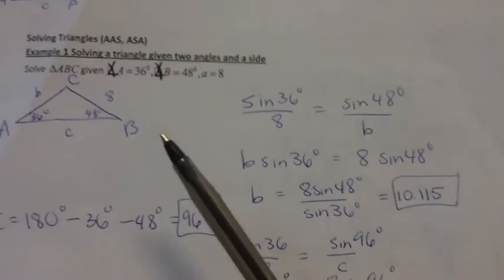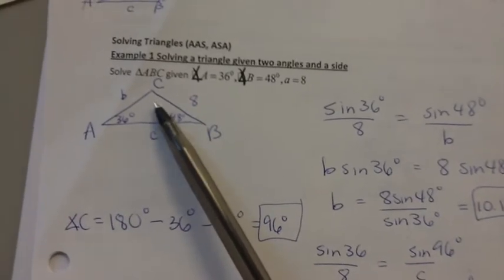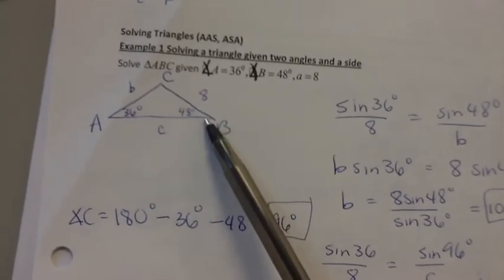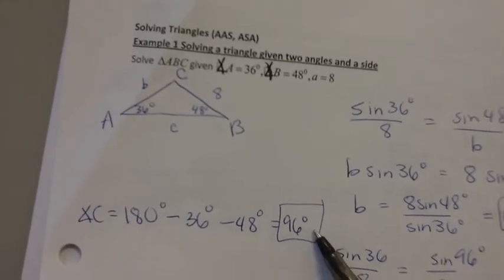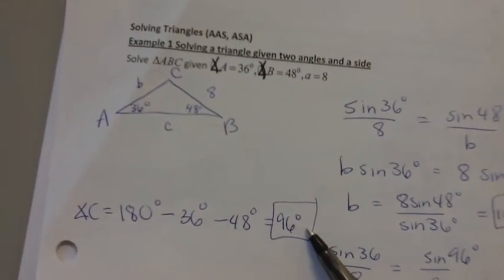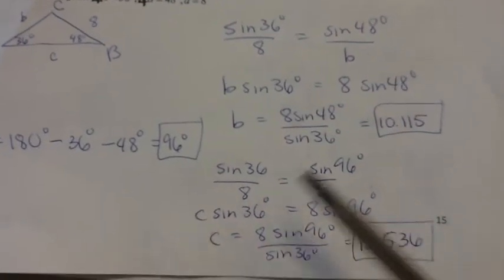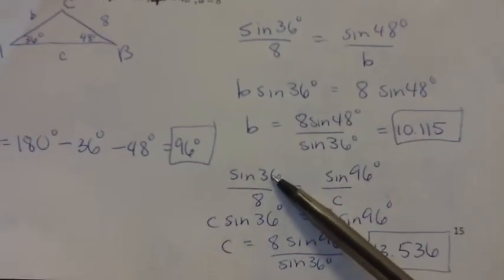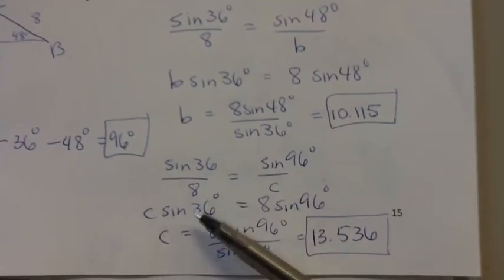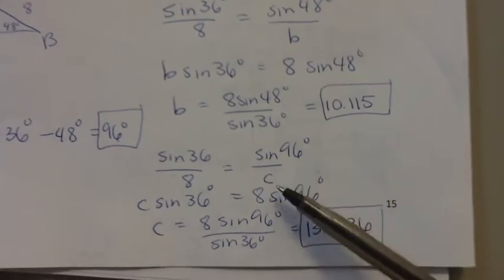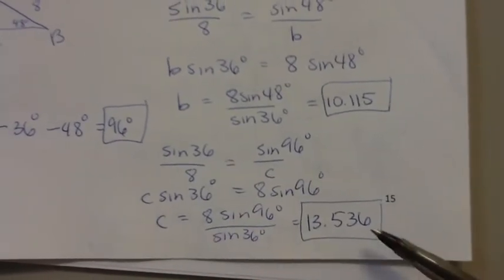I'm going to do the same thing, but I need to know what angle C is. Remember in geometry, the sum of the angles of a triangle equal 180. So if I have the other 2 angles, I can find angle C, which is 96 degrees. Now I can set up the law of sines, and the reason I picked A is because those were given to me in case I made a mistake with B. Sine of 36 over 8 equals the sine of 96 over c. Cross multiply, solve for c, I get this.